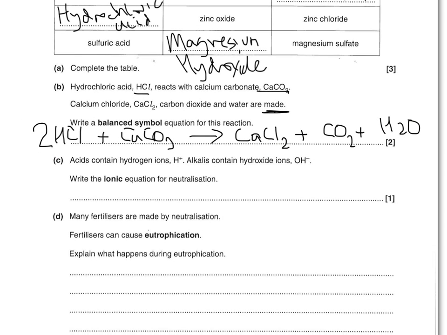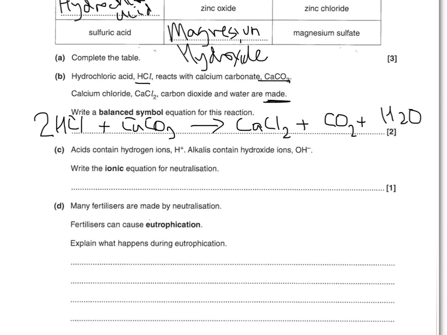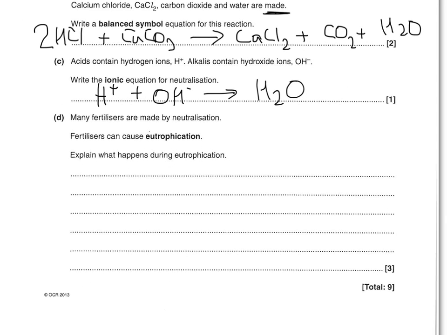Acid contains hydrogen ions, and alkalis contain hydroxide ions. Write the ionic equation for neutralization. So this is simply H+ plus OH- makes H2O. So that gets you that mark. Many fertilizers are made by neutralization. Fertilizers can cause eutrophication. Explain what happens during eutrophication.